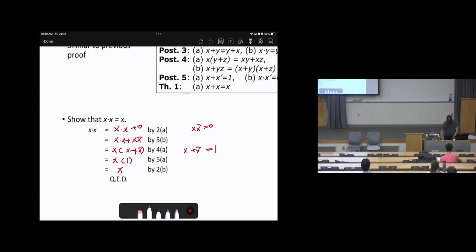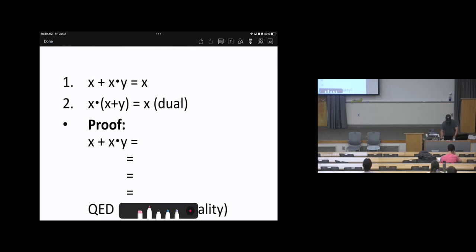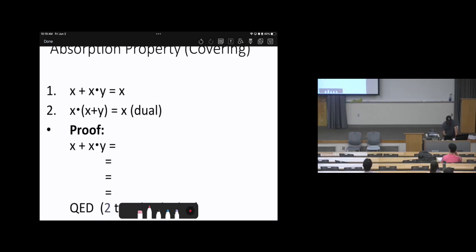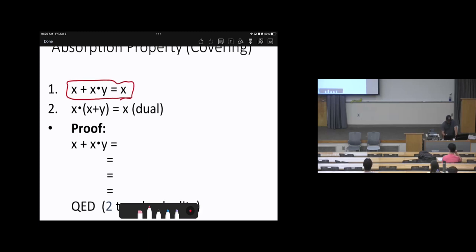Now, there is a postulate, or I'm sorry, I'm not sure if it's a postulate or theorem, but it says that x plus xy equals x. How can we prove this? x plus xy equals x, which means y disappeared. Basically, take x as a common factor, it will be 1 plus y. And we know 1 plus any logic variable is 1. So it will be x times 1, then it will be x, because we know 1 plus y equals 1. Clear?